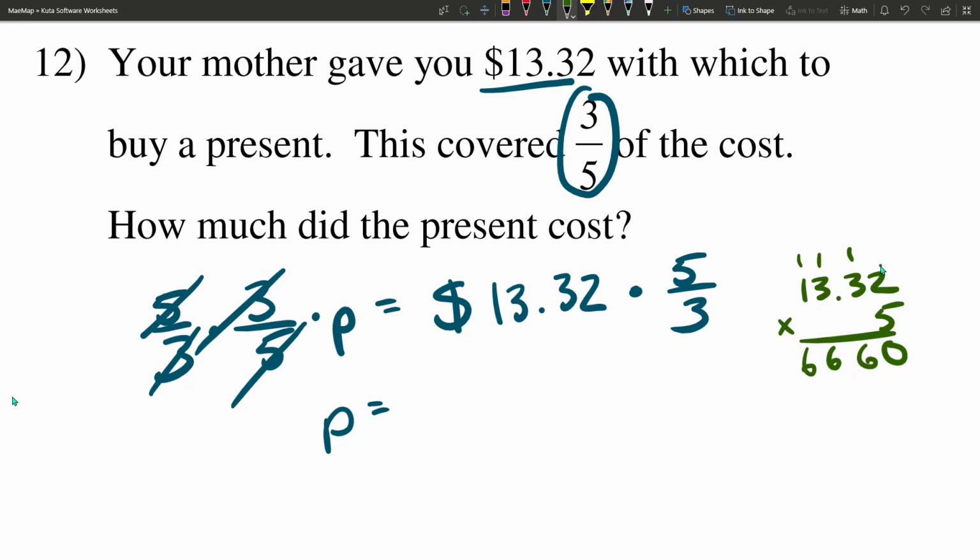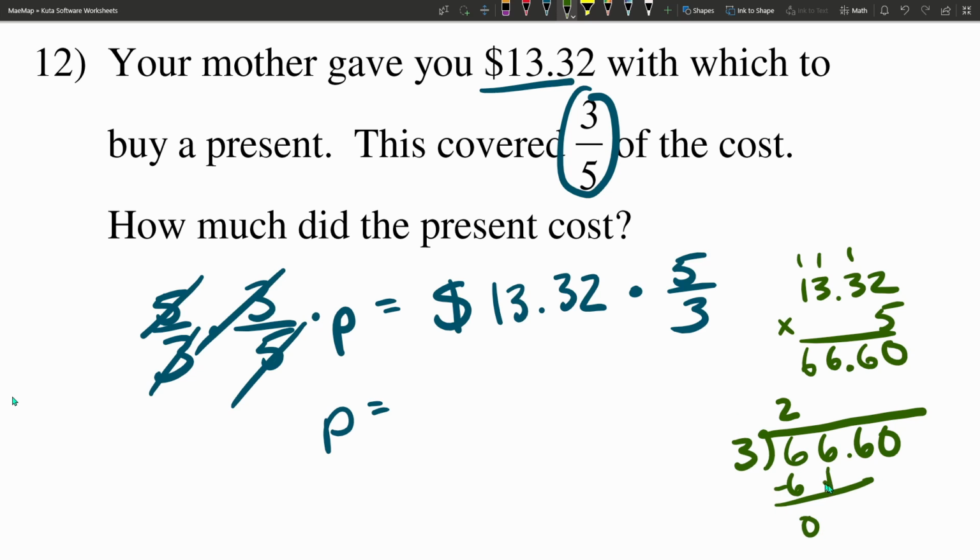So since there were 2 decimal places, I need to remember that for my solution. So we have $66.60, that was $13.32 times 5, but now we have to take that $66.60 and divide it by 3. And it works out nicely because 3 goes into 6 2 times with nothing remaining.